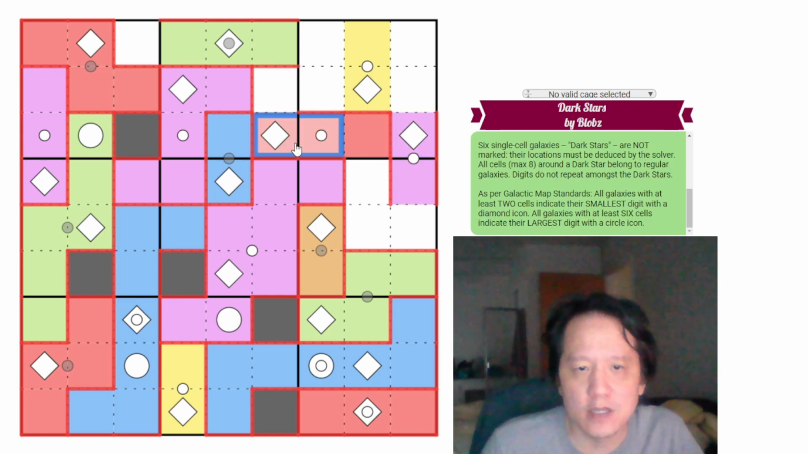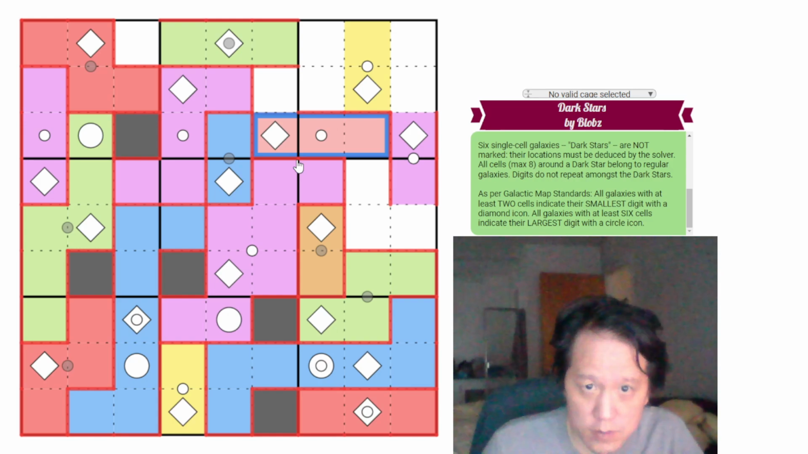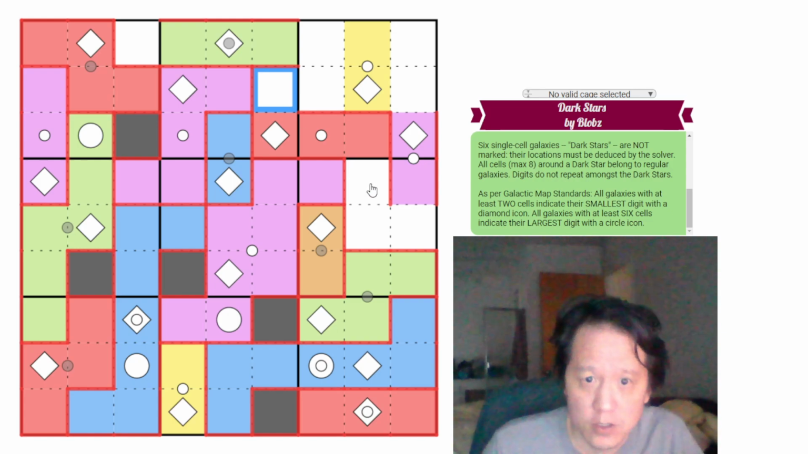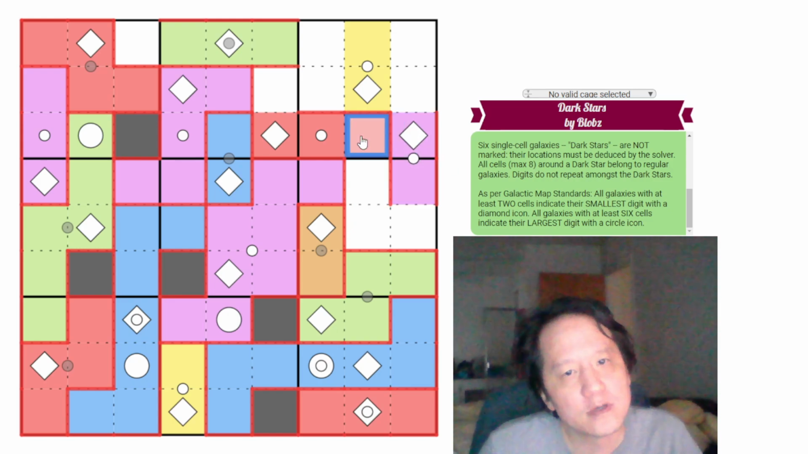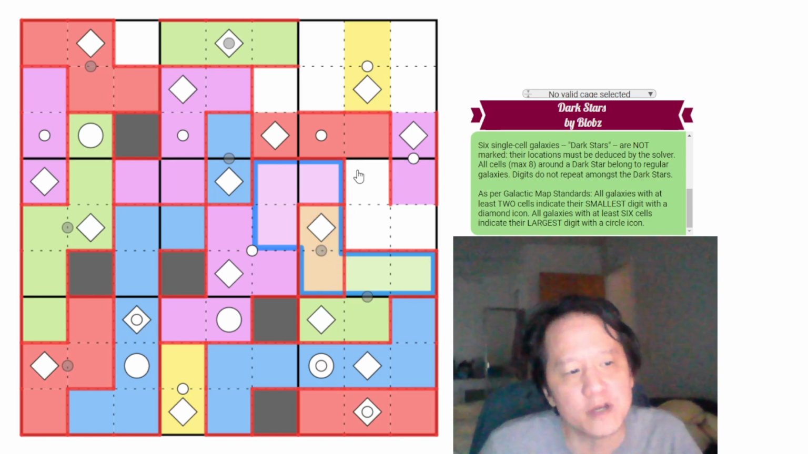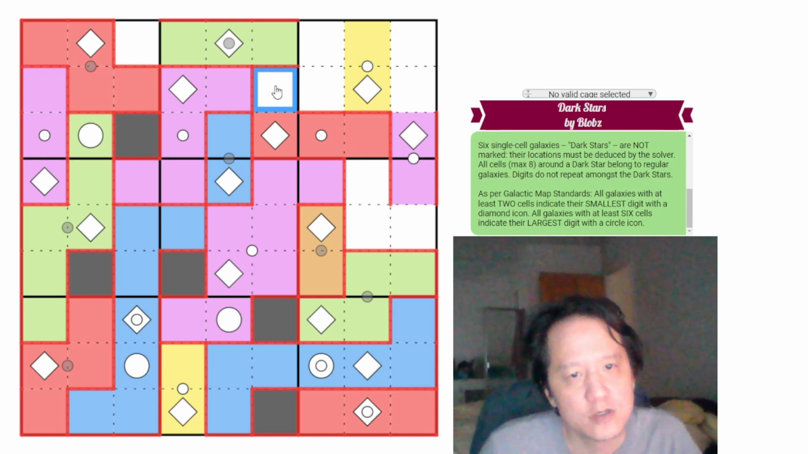Where does this galaxy go? So say this is a 3-star galaxy. This can't be part of a yellow, so that would be a dark star. This can't be part of anything else. It can't be part of purple, can't be part of red. Everything else is set, so that would not work. So you would have 2 dark stars. This cannot be part of anything except for yellow, but the yellow doesn't have a corresponding cell. So this has to be at least 5.